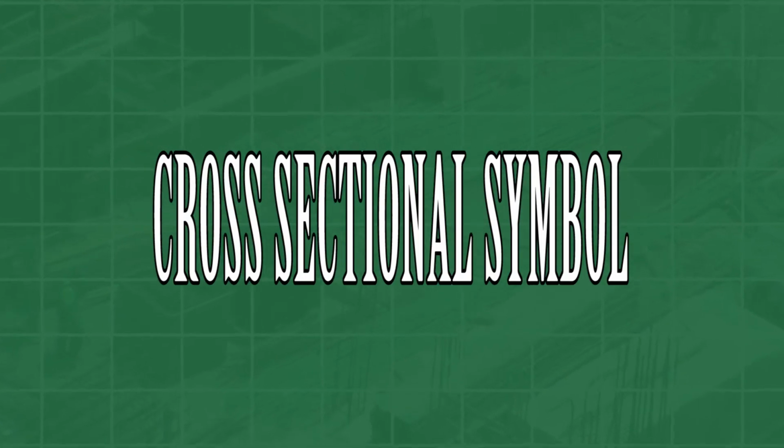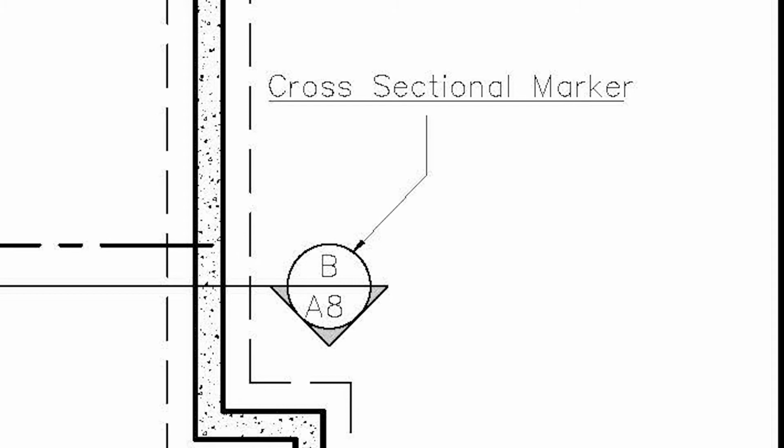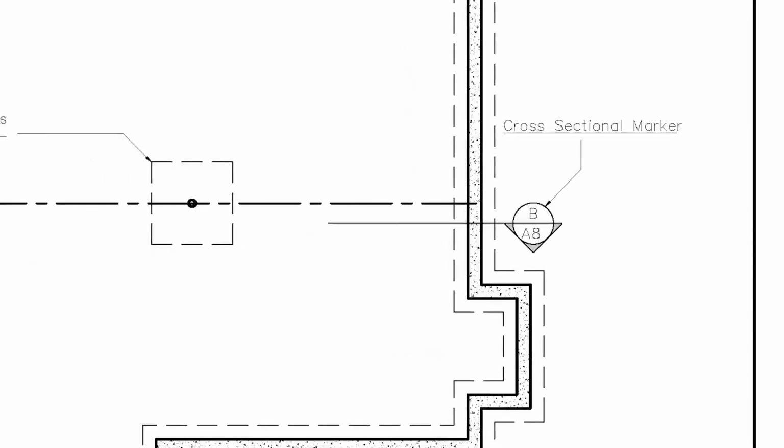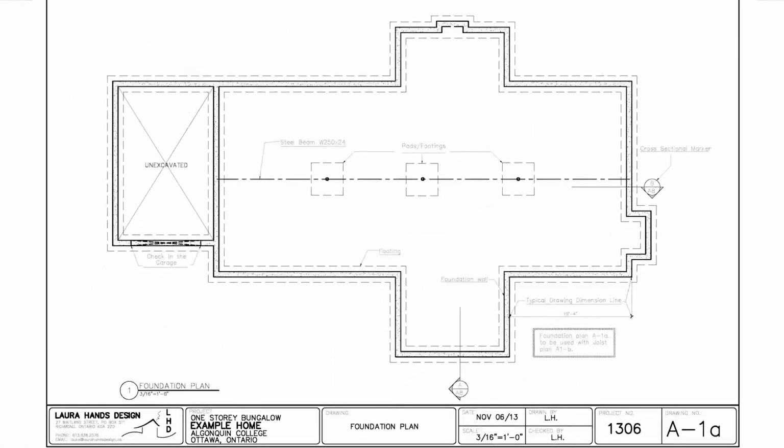Cross-sectional symbol. This symbol tells us that there is a cross-sectional drawing available at that specific point. A more detailed overview of the cross-sectional drawing will be covered in a later video.